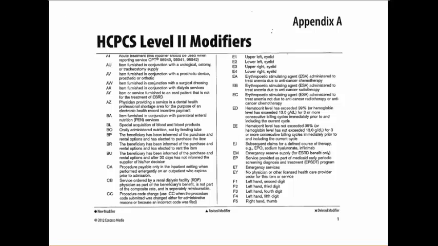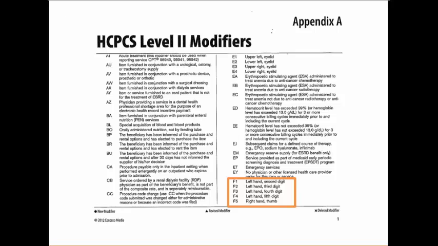Okay. Also, if you look down at the bottom, you see where it has F1, 2, 3, 4, and 5, and it has your left-hand second digit, your left-hand fifth digit, your right-hand thumb. There are codes that you can find all of your fingers and your toes. They have their own special modifiers.